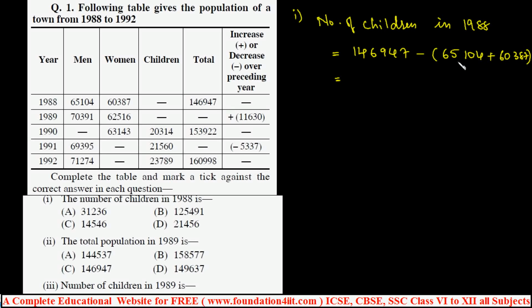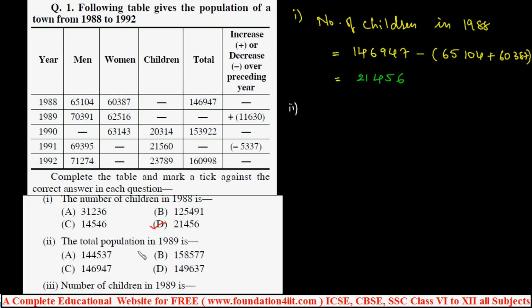So this minus the sum of these. I did the calculation already. 21,456 is the answer. According to the options, this is D, right? Yes, by subtracting this.